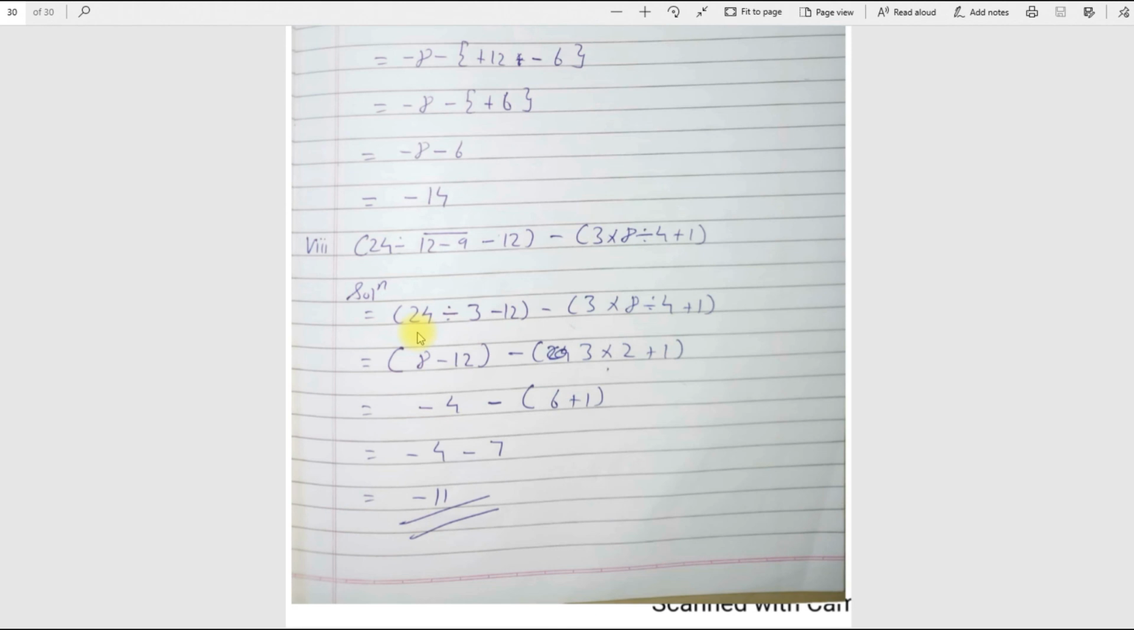Last sum, 24 minus 12 minus 9. I'll just check if there is a bar bracket over here, no, there is no bar bracket. So 12 minus 9 is 3, so 24 divided by 3 is 8, and over here 8 divided by 4 is 2. Now I will solve 8 minus 12 is minus 4. Here I will first multiply, that is 3 into 2 is 6, and then 6 plus 1 is 7. So minus 4 minus 7 is minus 11.